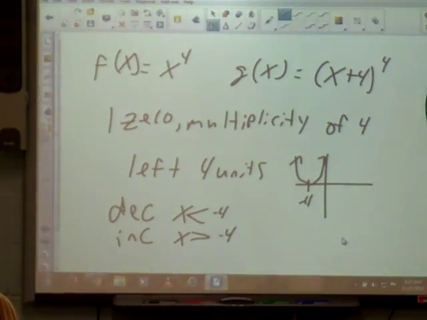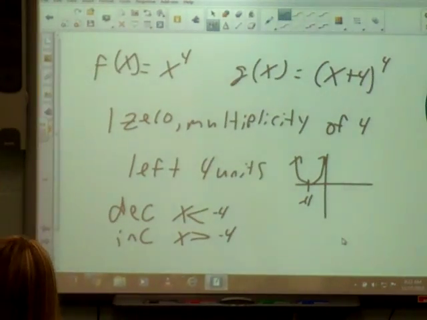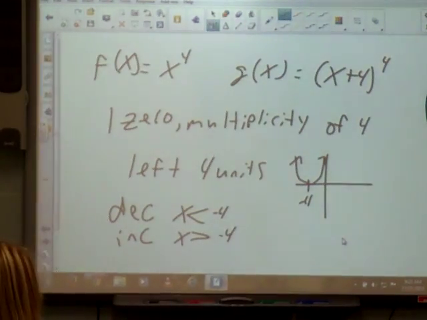If I wrote it like this, is it wrong? If you wrote it out with words, it would be good. No, that's good. Yeah, that's good. All right, everybody okay?